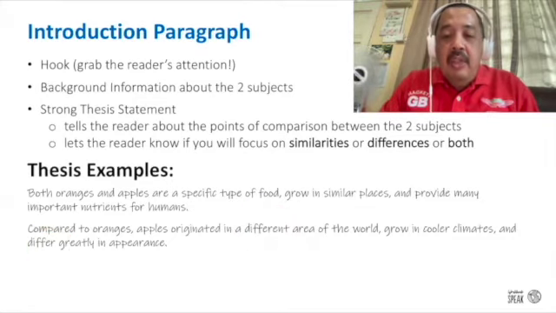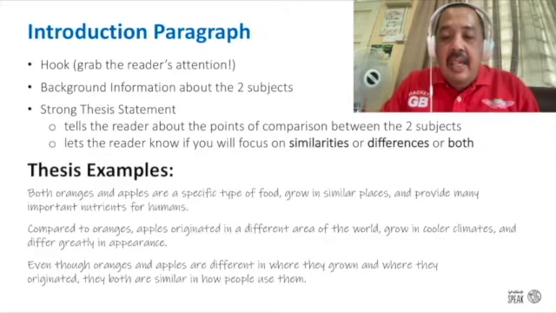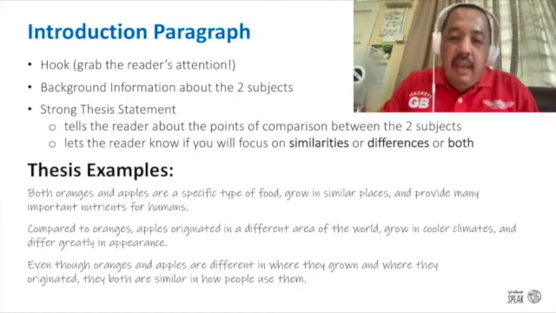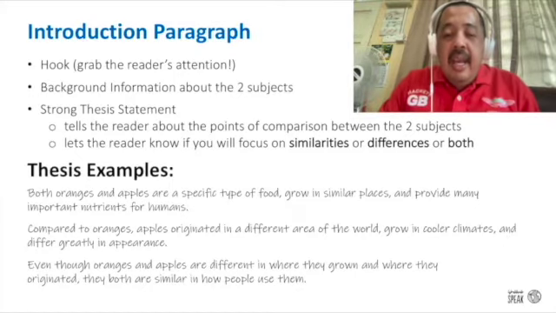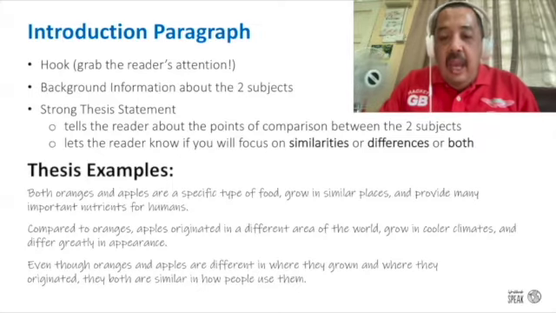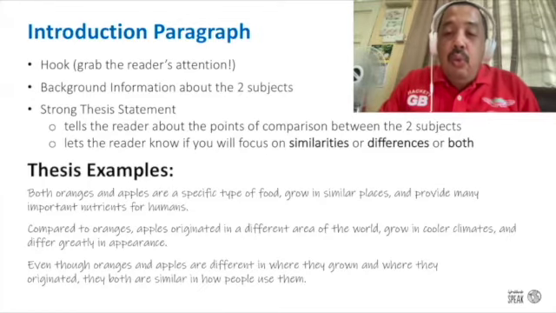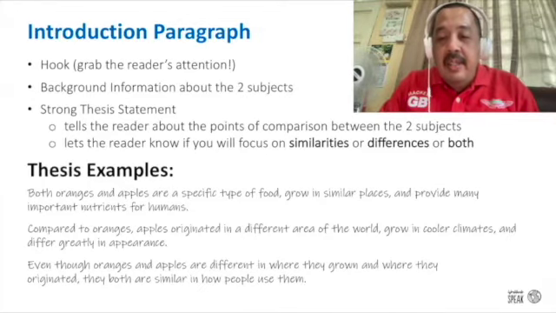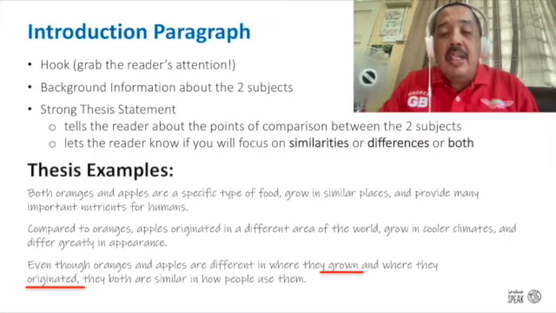We have mentioned the 3 points of comparison, and we have used the correct language to show the differences. Now lastly, let's take a look at what a thesis statement would look like if we were going to do both similarities and differences. Even though oranges and apples are different in where they are grown and where they originated, they both are similar in how people use them. 3 points of comparison. 2 of those are showing differences, and 1 of those is showing similarities.